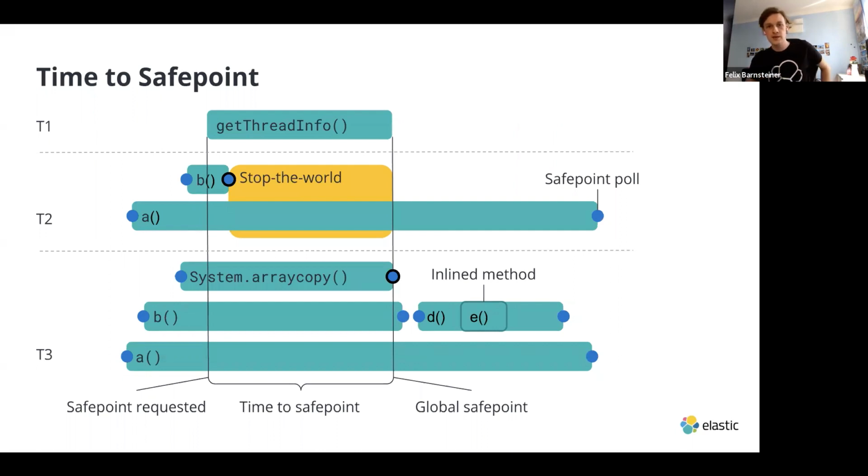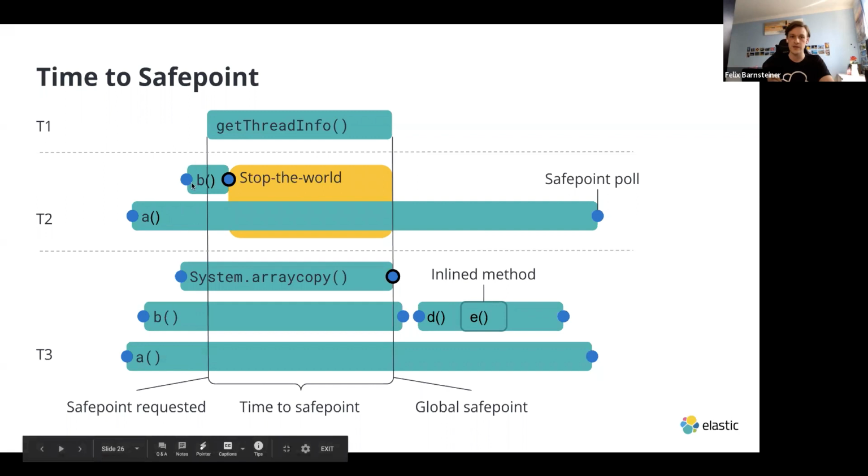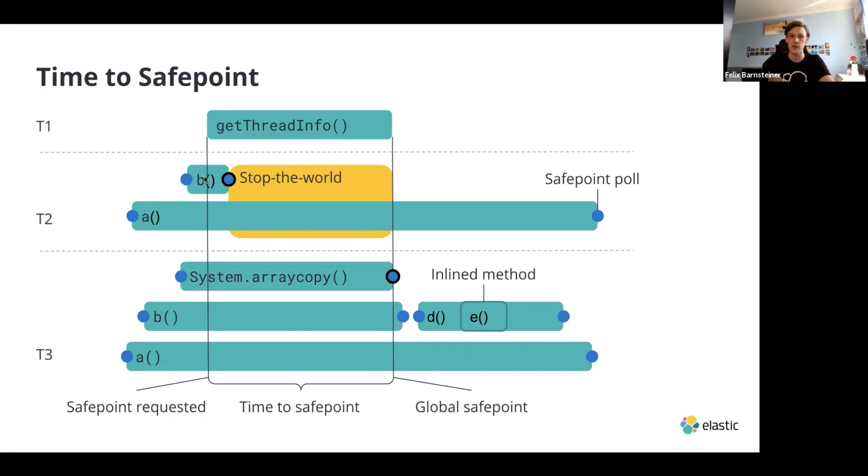So maybe let's look at an example that will, I guess, make things a little bit simpler. In this scenario, we have 3 different threads, T1, T2, T3. And T1 wants to get the stack trace for all of the other threads. So it calls the ThreadMXBean getThreadInfo, or dumpAllThreads method for that matter. And that basically flips the switch or the flag in the JVM, which means a safepoint has been requested at this point. So now we have to wait for all of the threads to reach a safepoint.